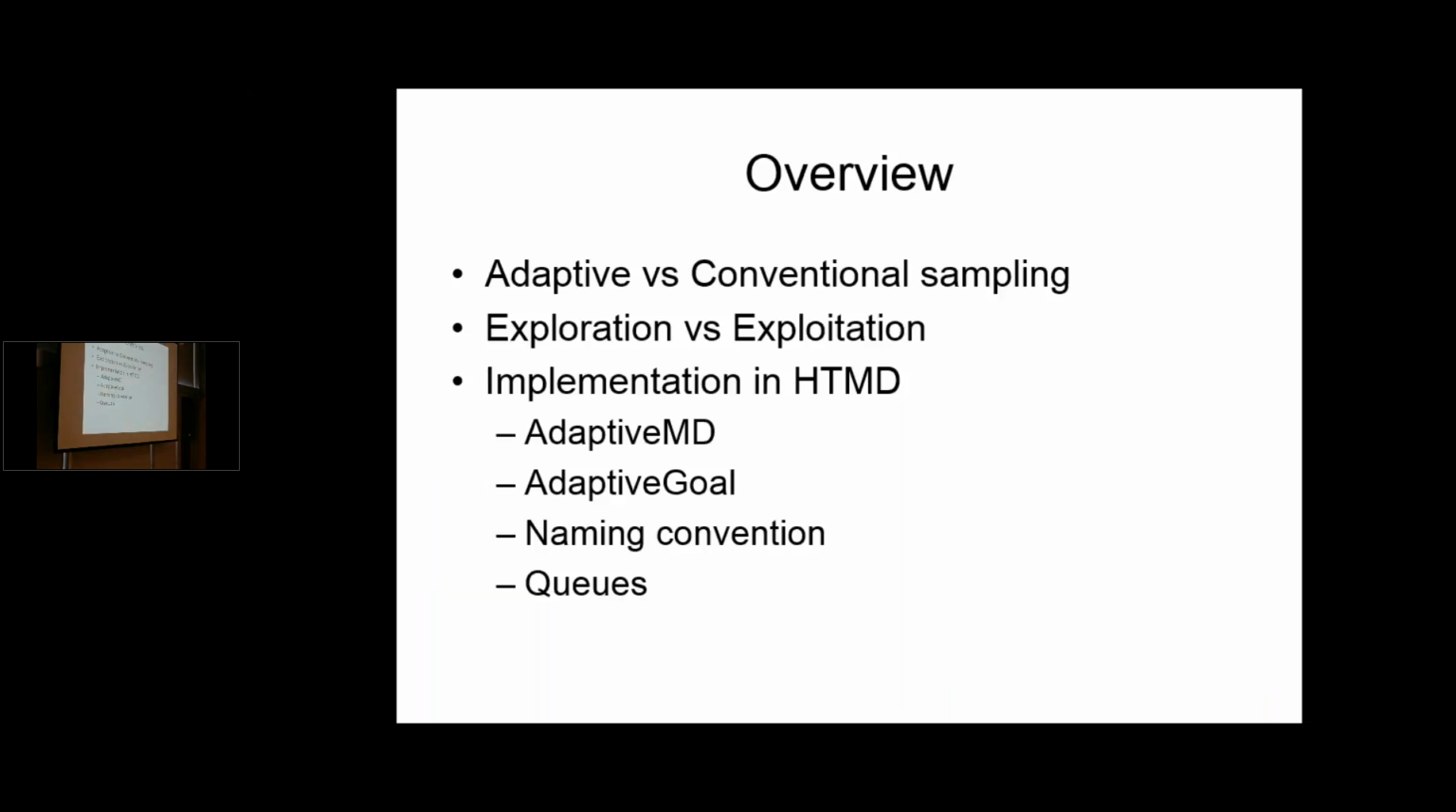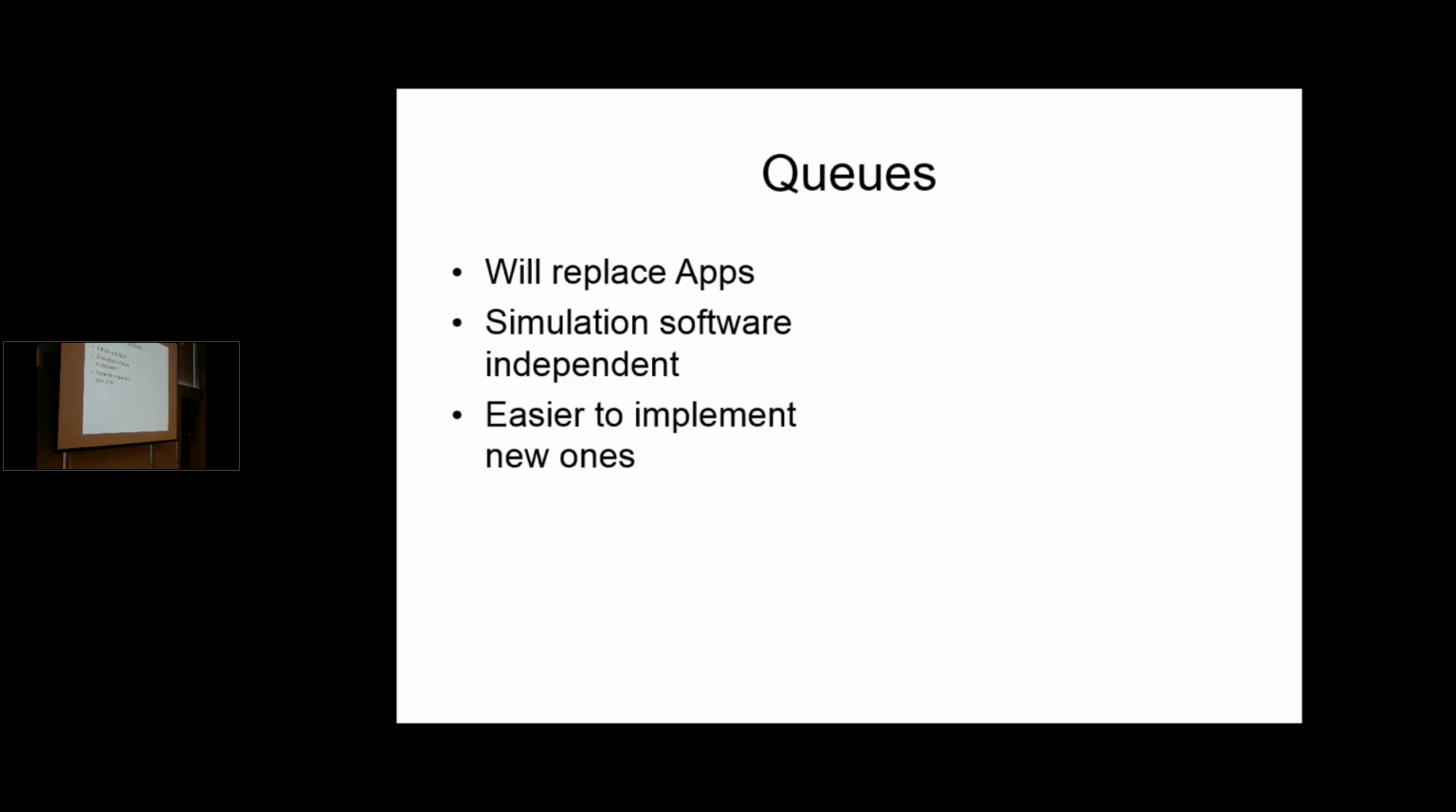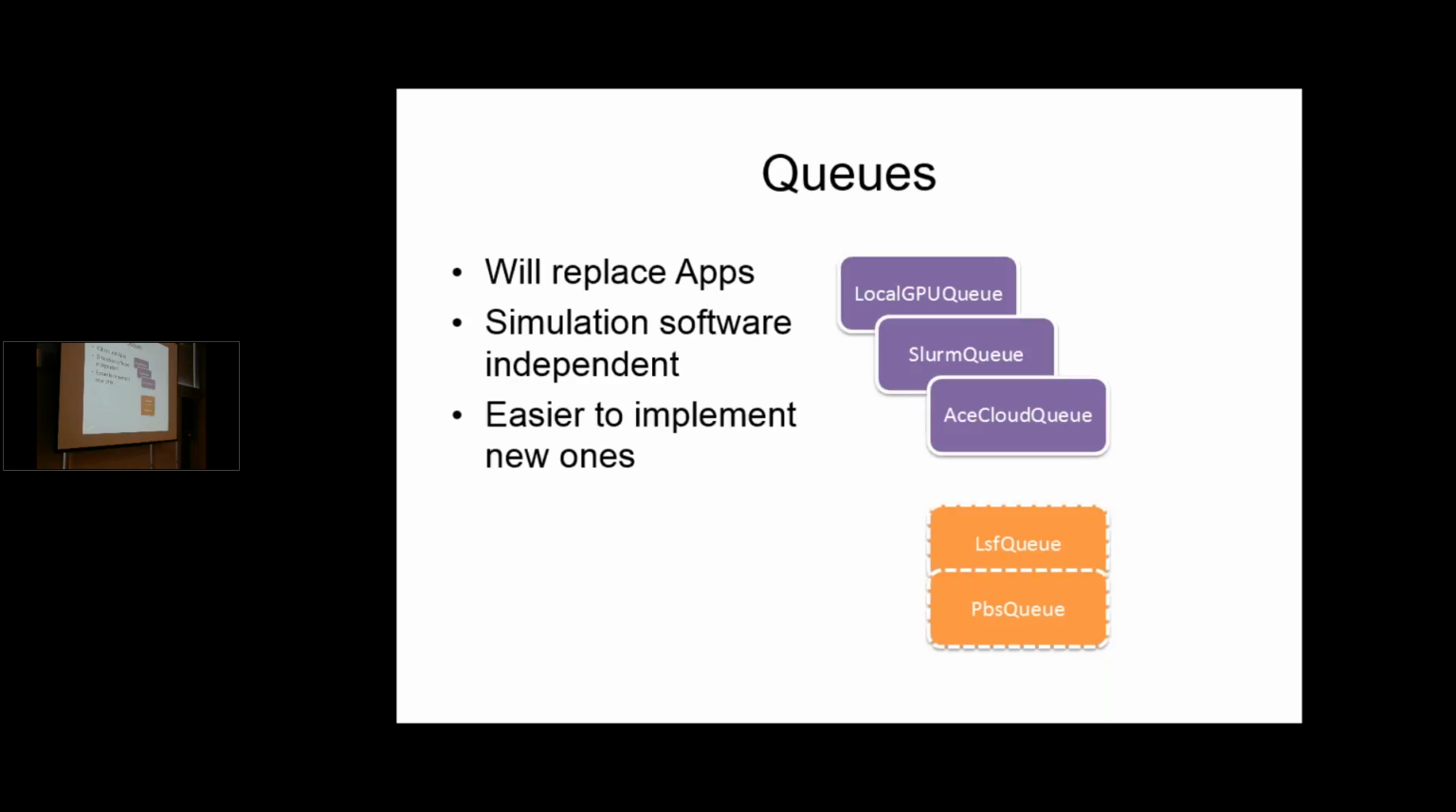And next, I will talk about the queues, which are probably going to replace the apps, I think. The nice thing about the queues is that they're quite simulation independent. We already saw the local GPU queue yesterday, which runs on your local GPUs. We also have a Slurm queue, which runs on Slurm.